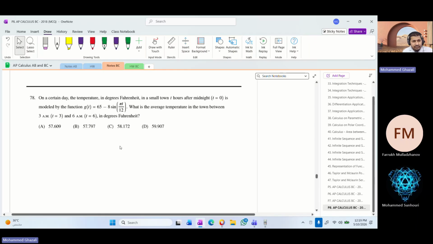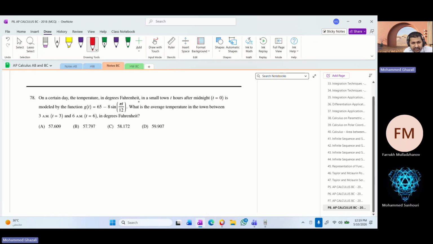Let's continue. On a certain day, the temperature in degrees Fahrenheit in a small town t hours after midnight, t equals 0, is modeled by the function 65 minus a sine pi over t. What is the average temperature in the town between 3 a.m. and 6 a.m. in degrees Fahrenheit? Average temperature is average value of function. So average is equal to 1 over 6 minus 3 integral 3 to 6 of g of t dt.